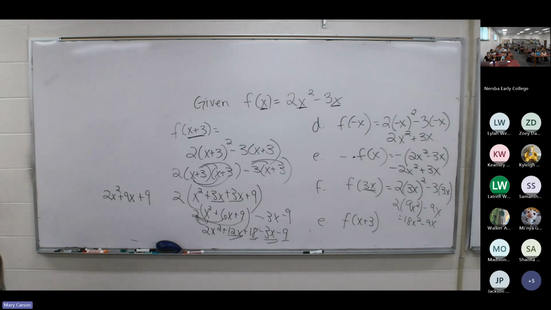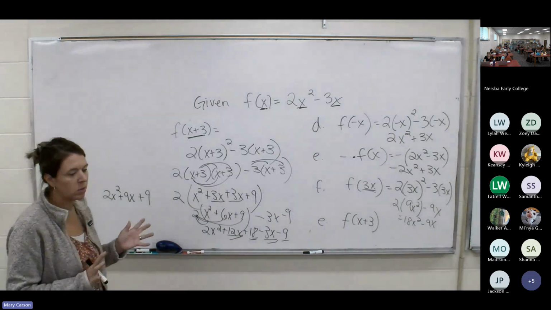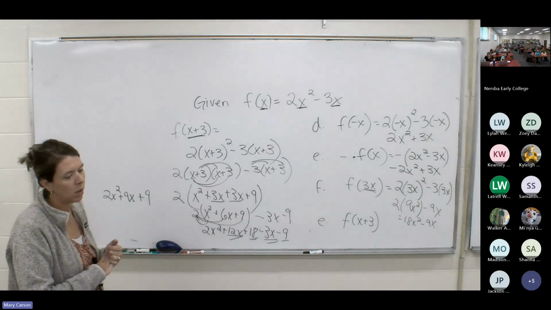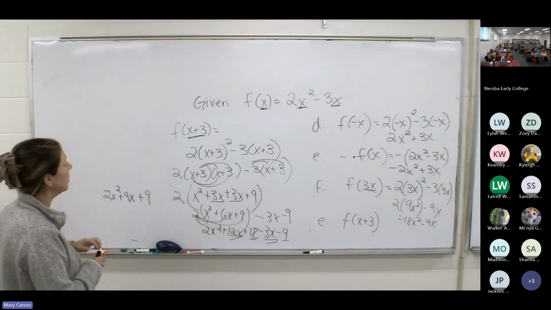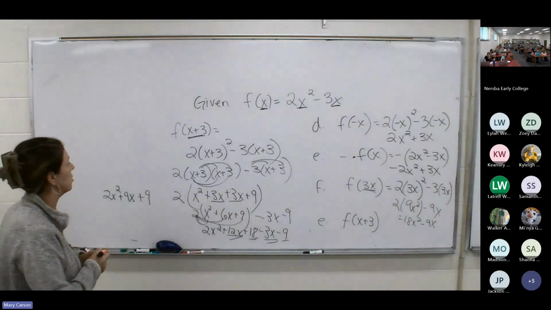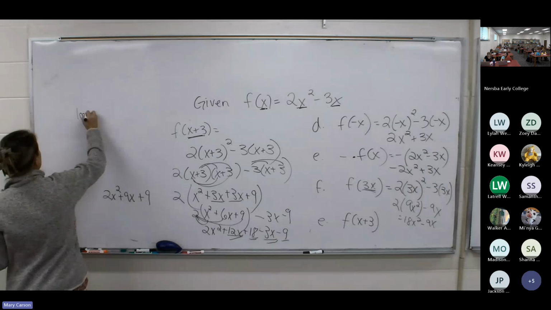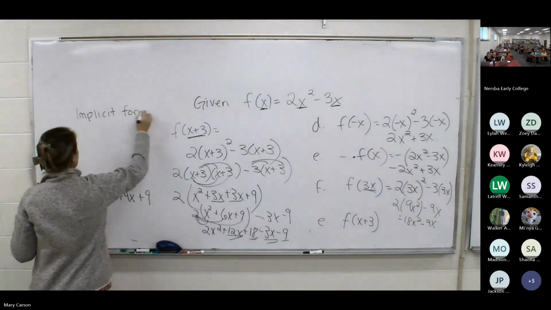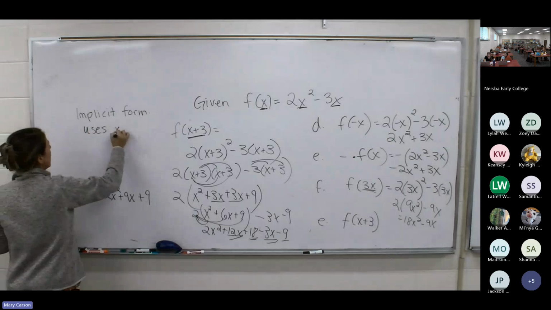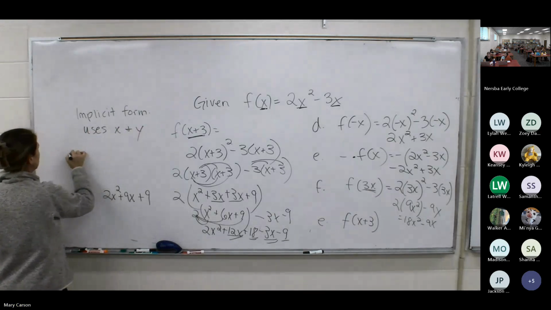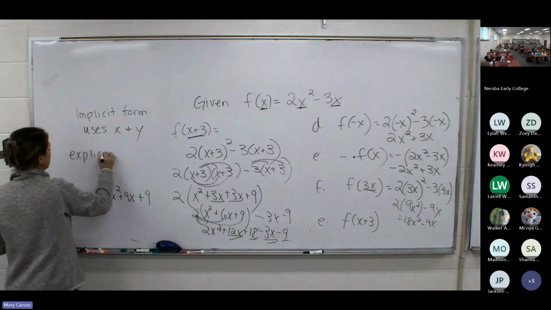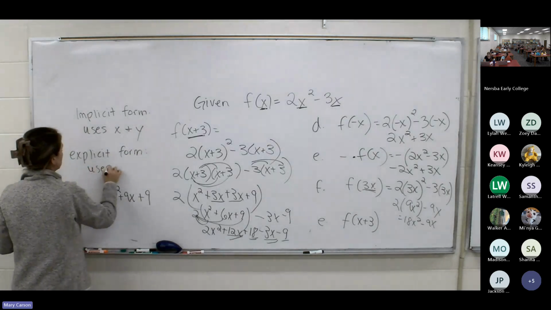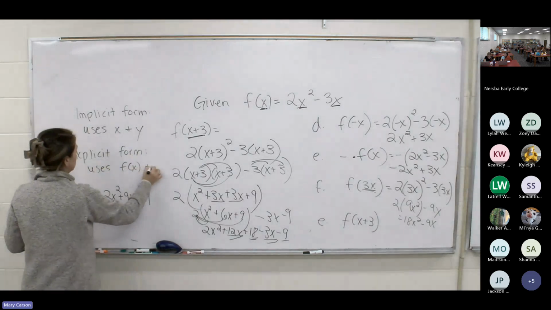There are 2 different forms. If we use function notation, it's called explicit form, and implicit is when you use your x or y. So just write that down. Implicit form uses x and y. Explicit uses f of x and x.